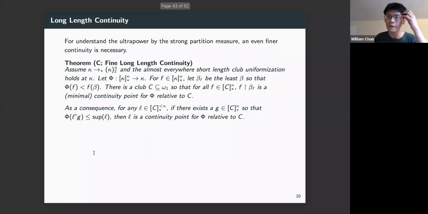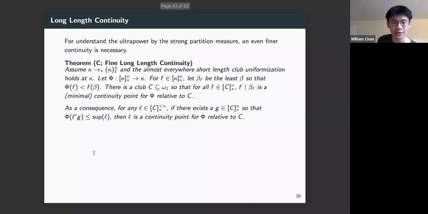But for the ultrapower question, continuity alone is actually not good enough. Just because something is continuous, it's still very difficult to tell whether a bounded sequence is a continuity point. It requires quantifying over all possible extensions, and we'll see next time that that's too much for us to do. But you can actually prove a finer continuity property that will allow us to recognize continuity points in a sufficiently simple way.